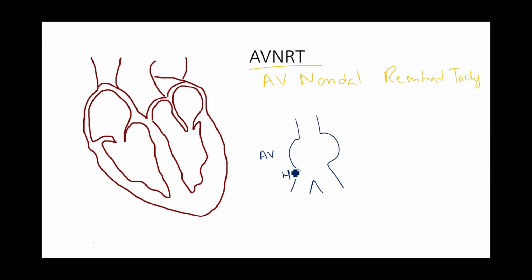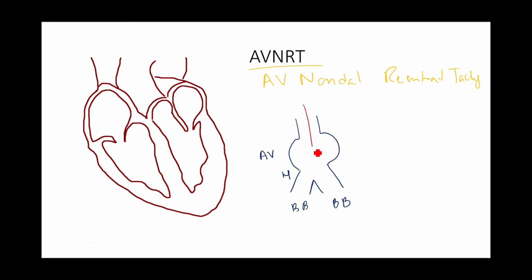Let's talk about AVNRT, which stands for atrioventricular nodal reentrant tachycardia. Unlike AVRT, in which we have an accessory bundle elsewhere in the heart, in AVNRT, there's an accessory pathway right inside the AV node itself. So in this case, the disease is within the AV node. If you imagine this diagram is showing the AV node here, breaking into the bundle of His down to the left and right bundle branches.